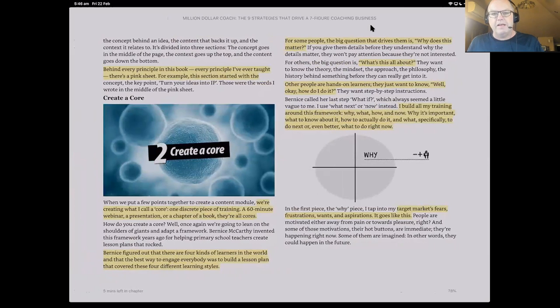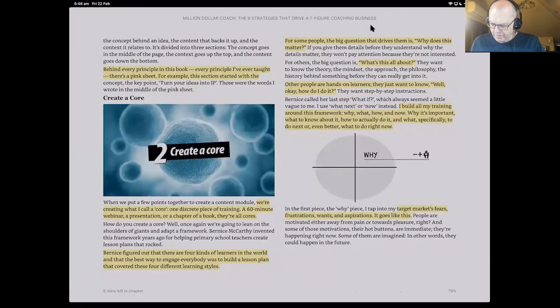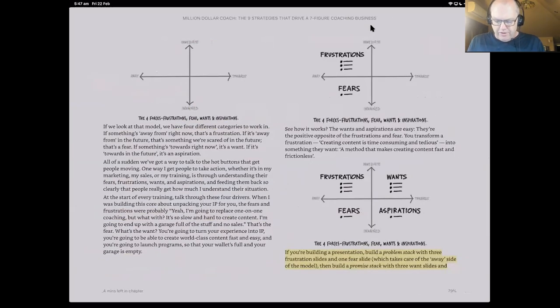By the way, you'll notice here in the diagrams that Taki uses, again, a part of the pink sheet, we're stepping out of this a little bit. The pink sheet talks about these diagrams, which are really important. So what we're now looking at is the why section: target markets, fears, frustrations, wants, and aspirations. This is the why piece. He's got this diagram here, with things they want to move towards and away, imagined and immediate.